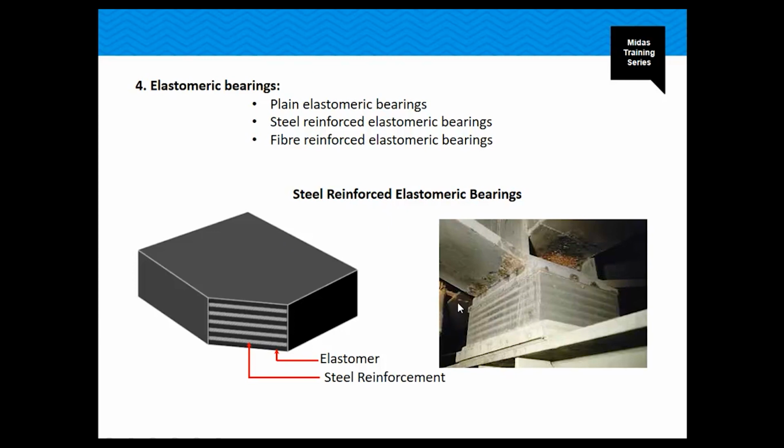This is an image of it. They of course have some type of reinforcement, usually made out of steel, and there are three types: the plain elastomeric bearings, the steel reinforced elastomeric bearings, and the fiber reinforced elastomeric bearings. These are easily modeled in the program, and you can use different types of elements, which I'm going to talk about later, to do the analysis of these types of bearings, or to simulate the behavior.